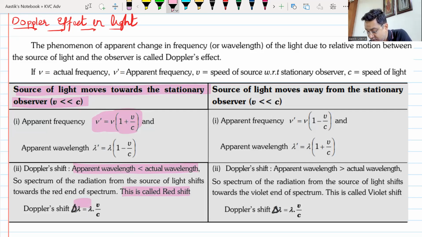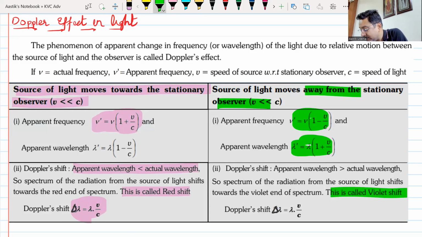This is a very important formula. What is the change in frequency? What is the change in wavelength? You can subtract both. You will find the change in wavelength is lambda V by C. On the other hand, when it is moving away, frequency will be less and wavelength will be more. That will be known as violet shift. The shift in the wavelength is the same, whether it is a red shift or a violet shift. Do we understand this? Just need to note down the formula. If you understand just one formula, the rest of the formulas are just a replica of this. Do we understand this? Yes. I'll give you a minute to note this down.